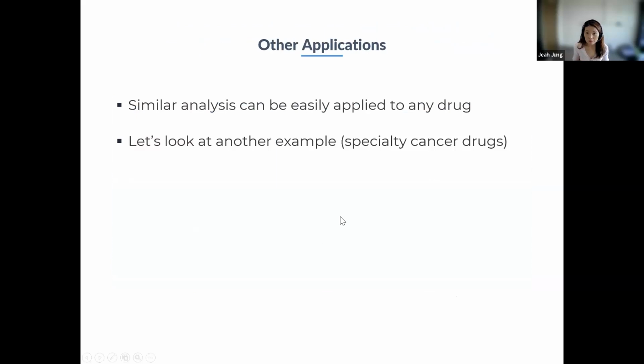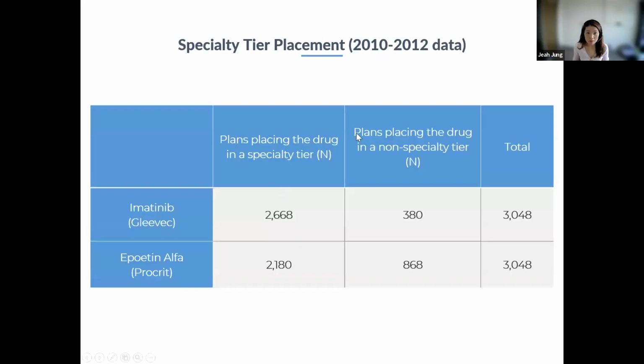Now you can think of any other drugs that might be really expensive or innovative, or have some other unique aspects to look into, and then you can apply similar analysis. You can use only the formulary file and plan characteristics file. So I'm going to look very briefly at another example using specialty cancer drugs. This is a little bit older, from 2010 and 2012.